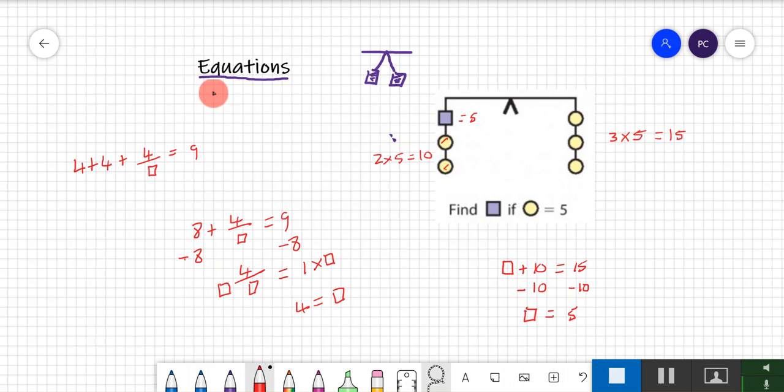So that's just an introduction to what we mean by an equation. These here are all examples of equations.